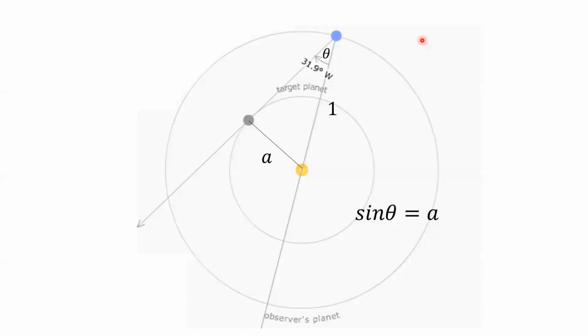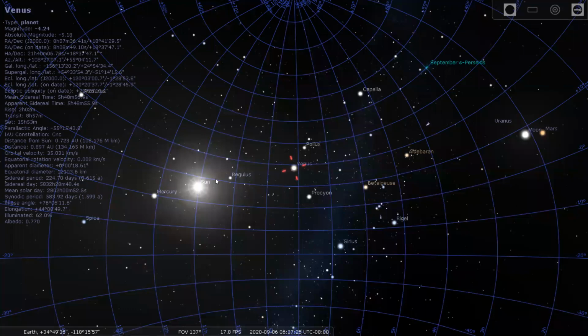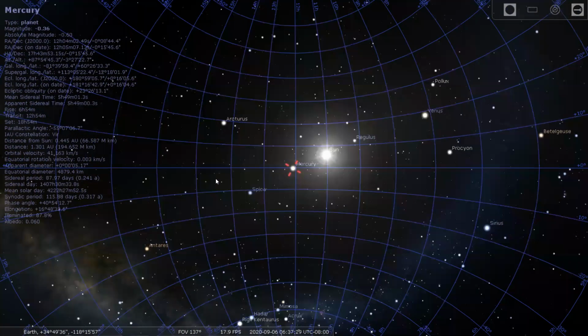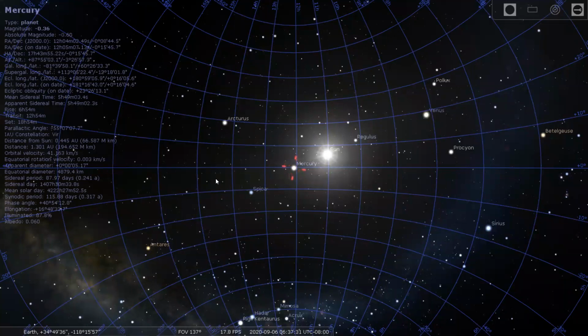So let me go back to Stellarium. Actually, I think what I'll do is I'll simulate this in Stellarium. Okay, I'll do a demo with Mercury. Mercury is going to give you a little trouble. There's only 2 inferior planets, right? Mercury and Venus. You can get great results with this method using Venus.